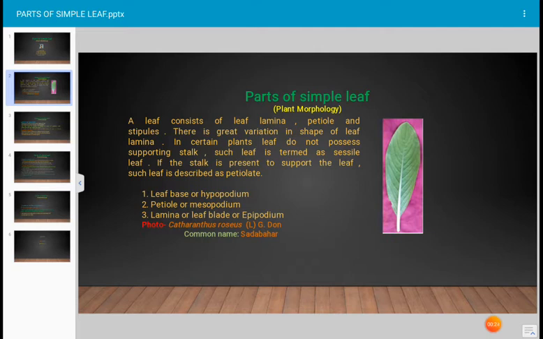There is great variation in the shape of leaf lamina, and that helps in identification of the plant. That acts as a characteristic feature during identification of a plant.